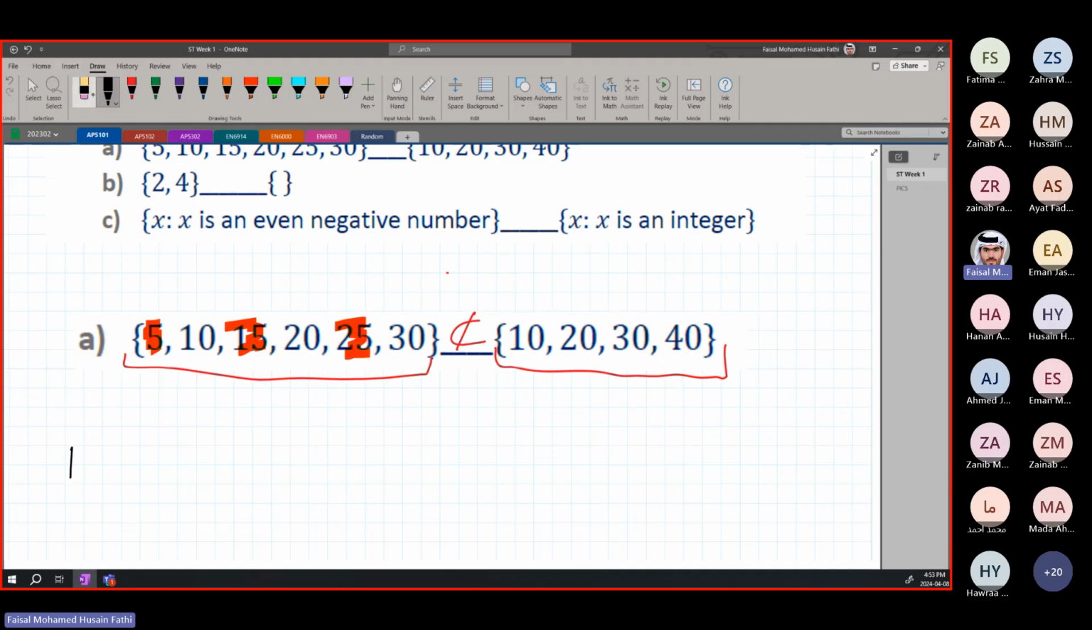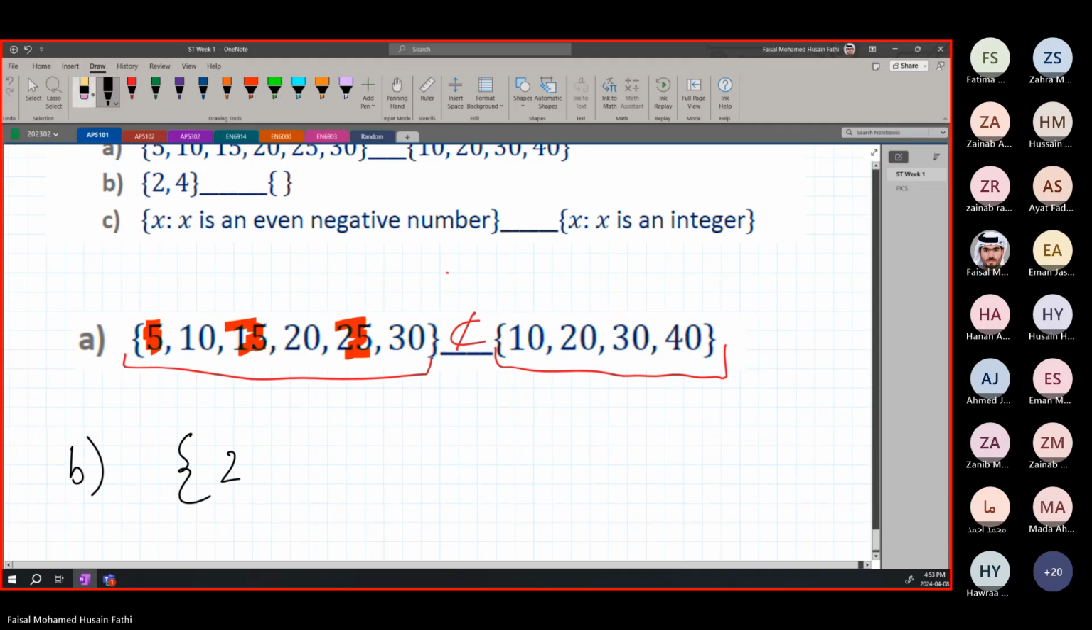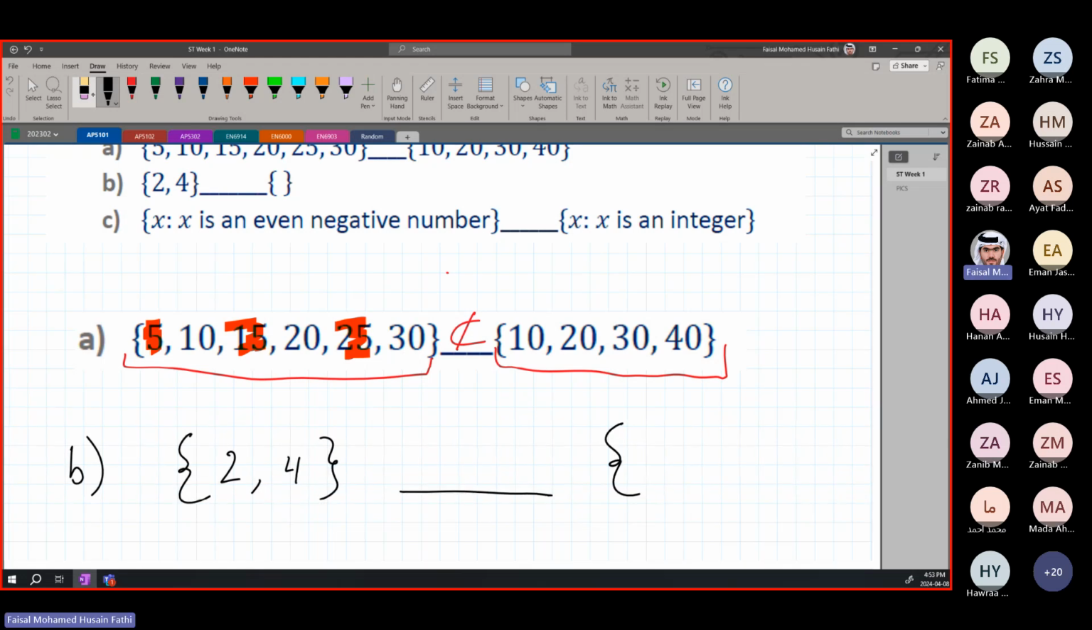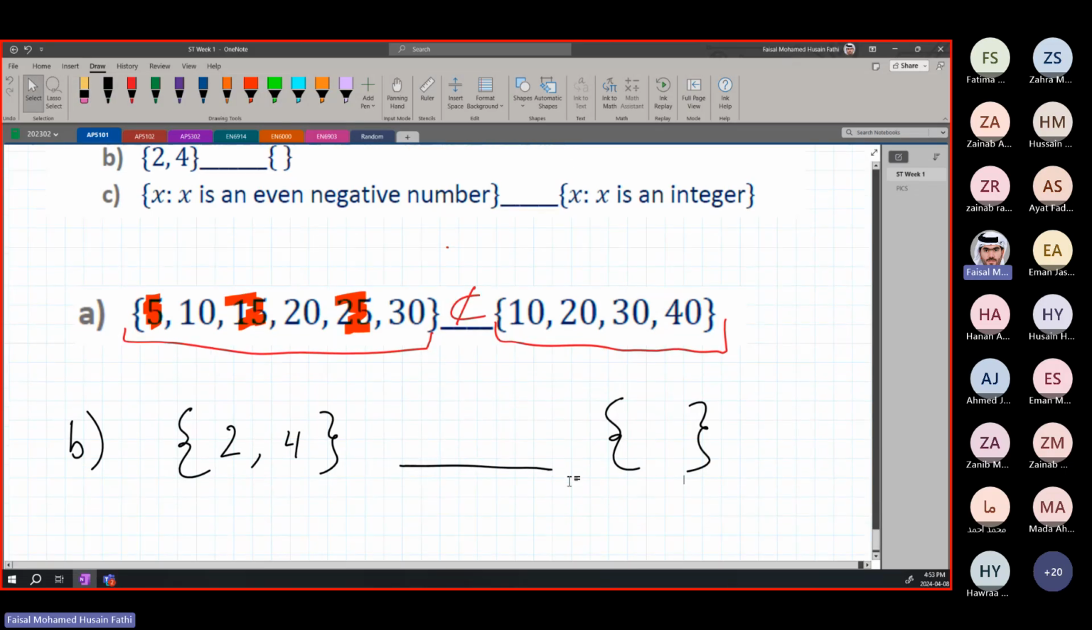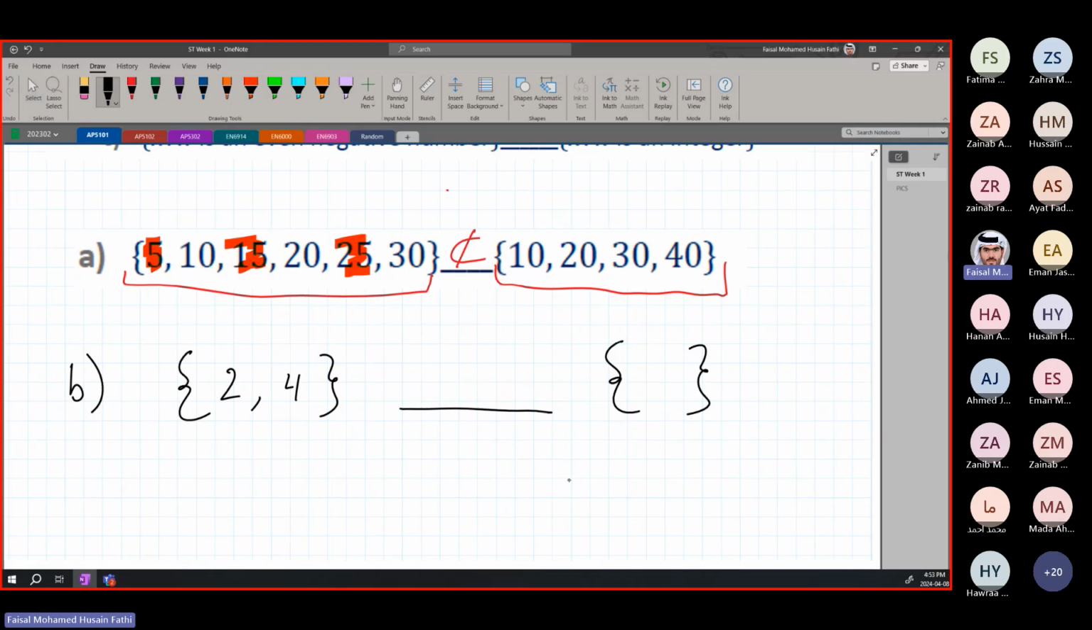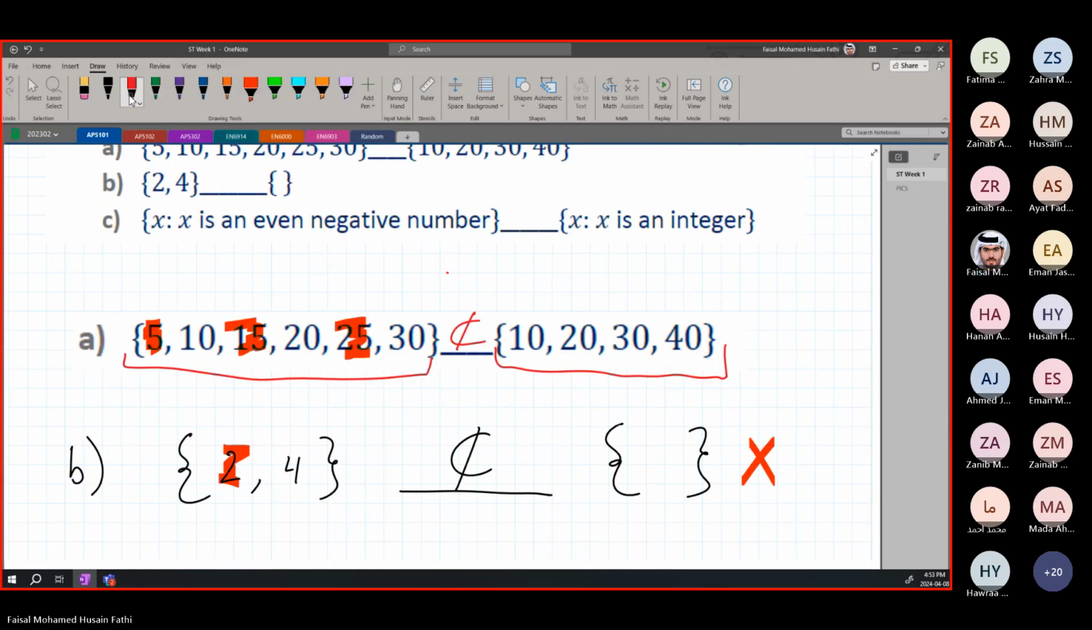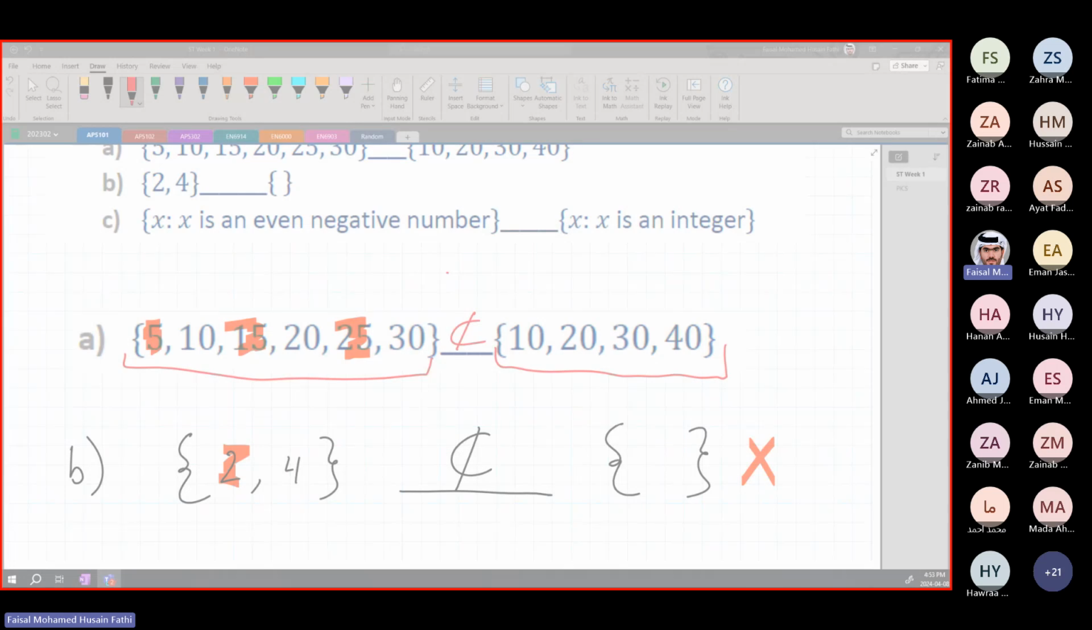If we look at the next one, part B, it says 2 and 4. Is it a subset of an empty set? Is 2 and 4 a subset of an empty set? There is nothing inside the empty set. Nothing exists. So it's not a subset. Very simple. Just simply look at 2. Is 2 available here? No, it's not. So it's not a subset. That's how you would check. The last one now.